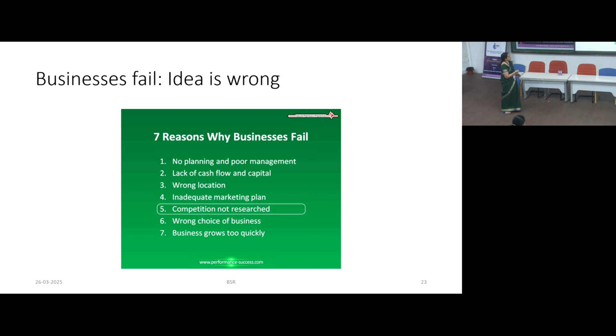What is the reason? No planning and poor management. We establish, yeah, I have a wonderful business, I have a wonderful manager, I am happy, I am going to go home and watch Netflix movies. That doesn't work. You have to go every day. I told you, when you have a business, you have to be very careful. 24/7, your presence is required.